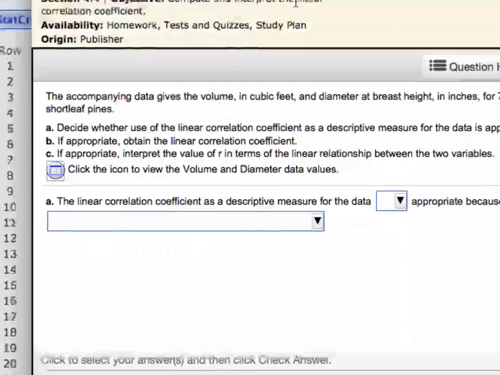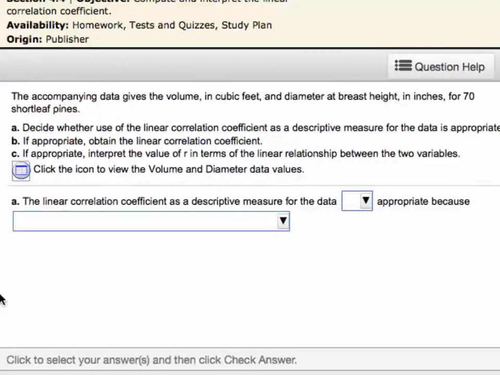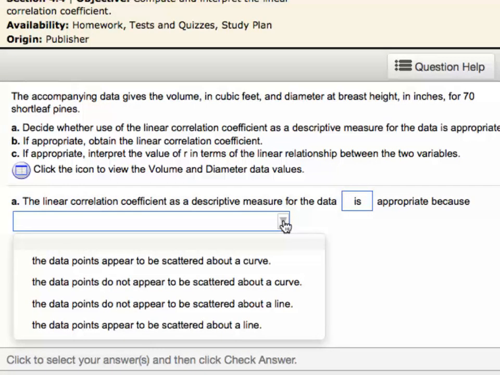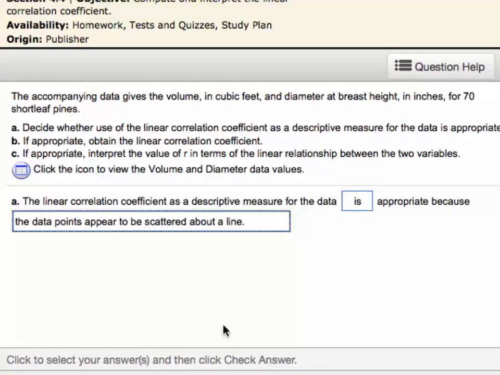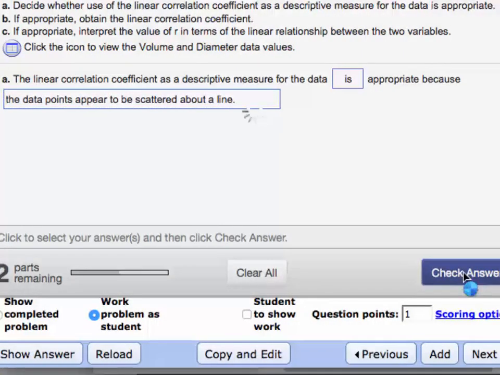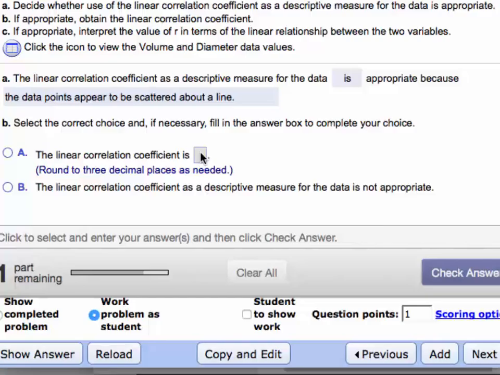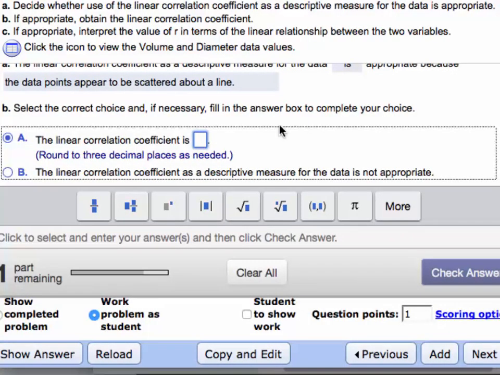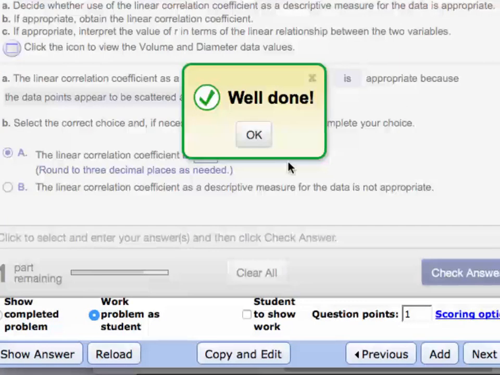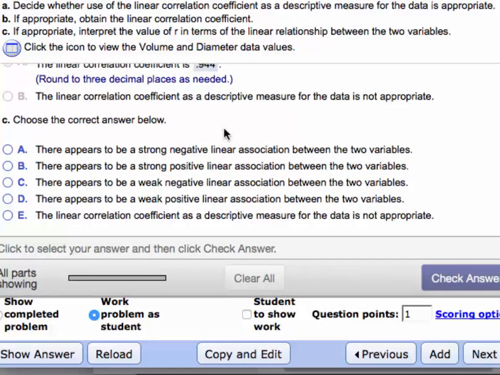Okay, so here we go. Is it appropriate as a descriptive or not? Is appropriate. Because? The data points appear to be scattered about a curve. Data points do not appear to be scattered about a curve. Data points do not appear to be, or appear to be scattered about a line. Yep. We had a high positive correlation. All right, the linear correlation coefficient is? Is that R or R squared? That's R, and it was 0.944. Strong or weak, negative or positive? Strong positive.